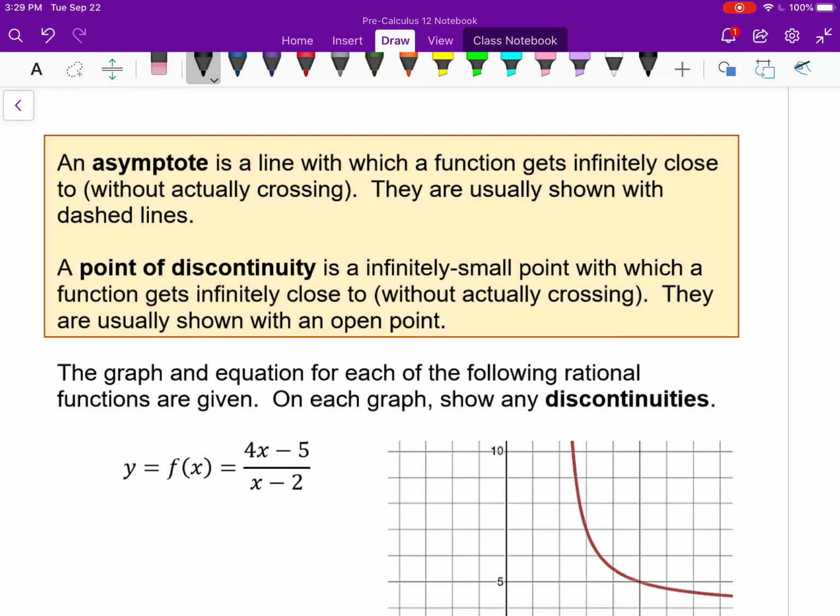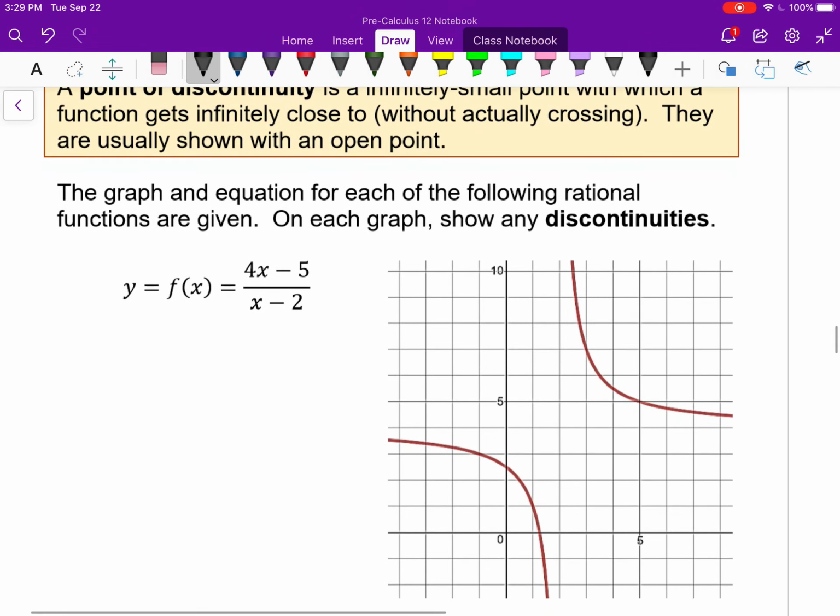A point of discontinuity is a bit trickier. It's an infinitely small point which a function gets infinitely close to without actually crossing. They're usually shown with an open point. So it's an infinitely small hole, which is kind of a weird idea because that's small. It's infinitely small. So I'll get to that in a bit.